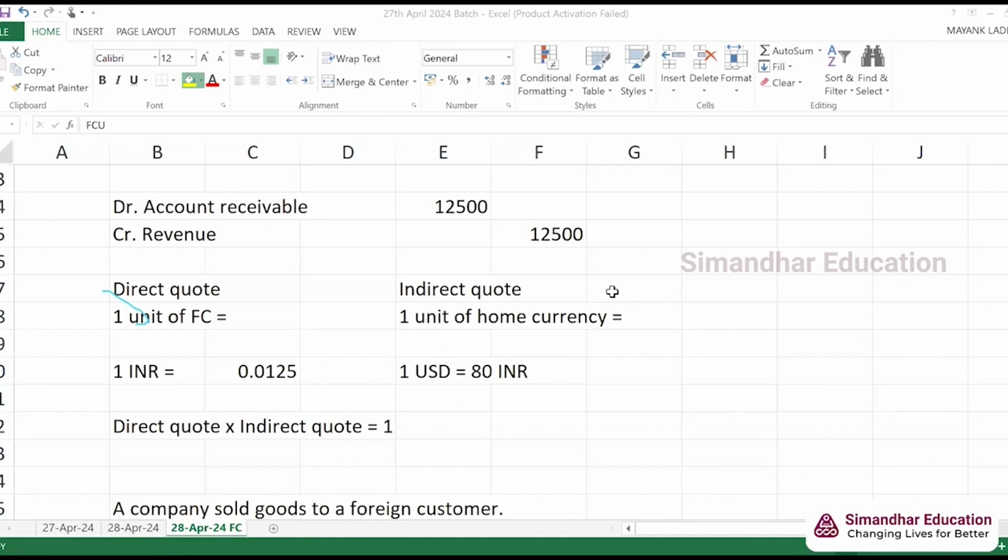Okay. Now, how much will $1 cost me is direct quote for me. How many dollars can I buy with 1 rupee is indirect quote. That is the simplest way to remember and understand. Is that clear? Okay.